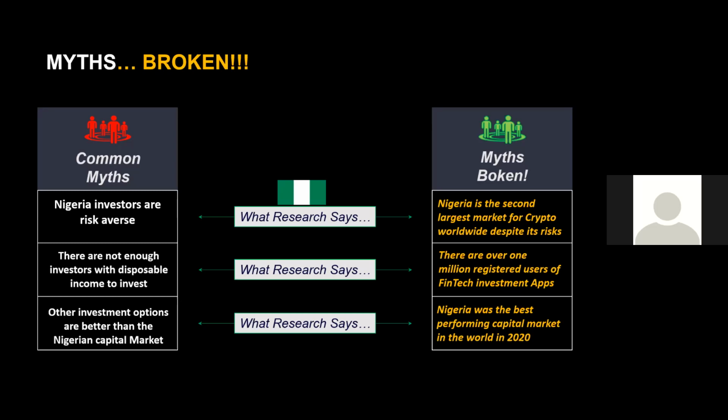Then the last one is that other investment options are better. That's just not true. If you search on Google, there's a Bloomberg article, and FDC in Nigeria here have proven that Nigeria was the best performing market in 2020 worldwide. It beat all asset classes, and I believe including crypto. So those myths are just myths. They're not real, right?